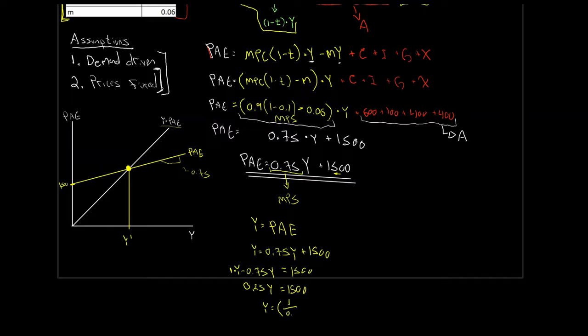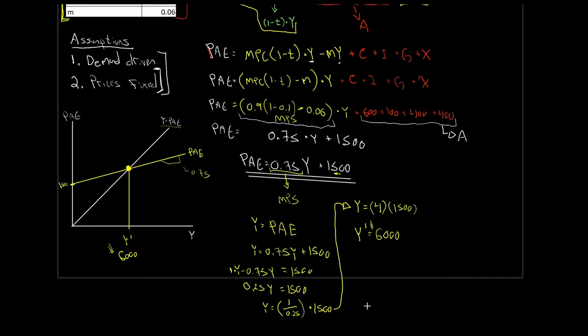1 over 0.25 times 1500. I don't want to keep scrolling down. I'm just going to jump back up over here. And we get Y equal to, well, 1 over 0.25, that's 4, times 1,500. So that gives me my answer. Y prime equals $6,000. So there's my equilibrium level of national income.